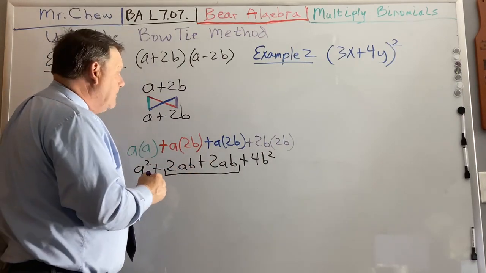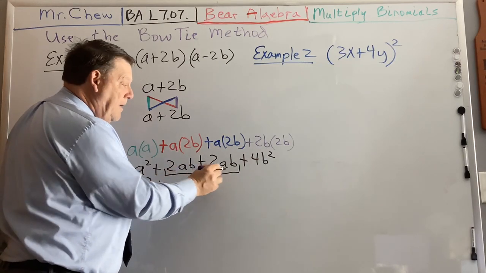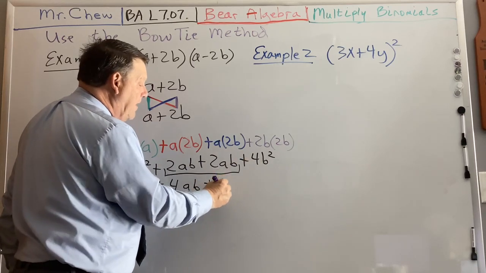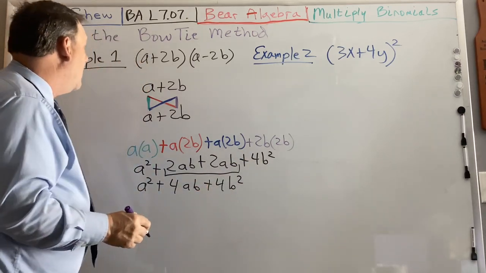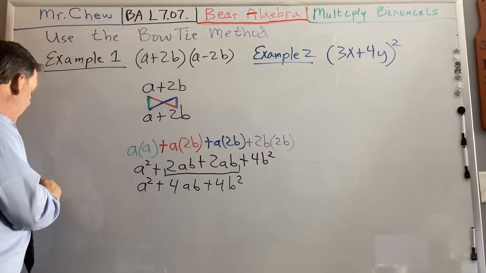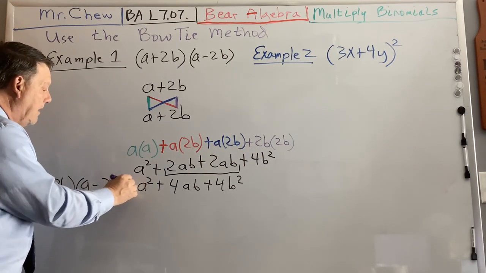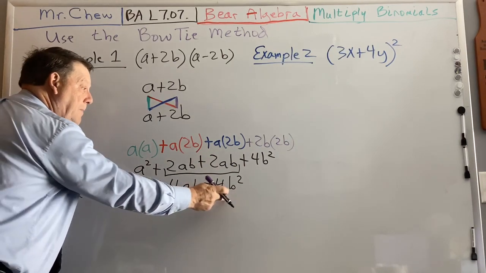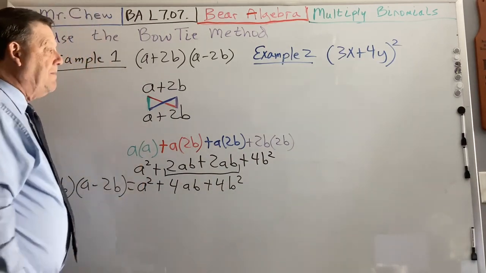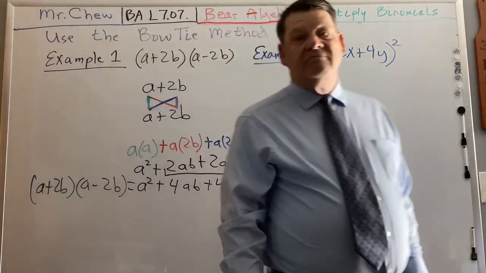It's still an AB. So this is going to equal A squared plus 2AB plus 2AB is 4AB plus 4B squared. All right, so you could write down A plus 2B times A minus 2B equals A squared plus 4AB plus 4B squared. So it's just another method, the BowTie method. What do you think? Good or bad?